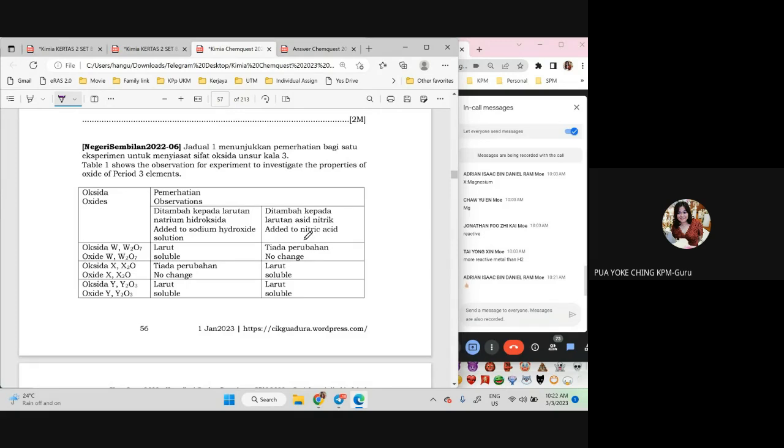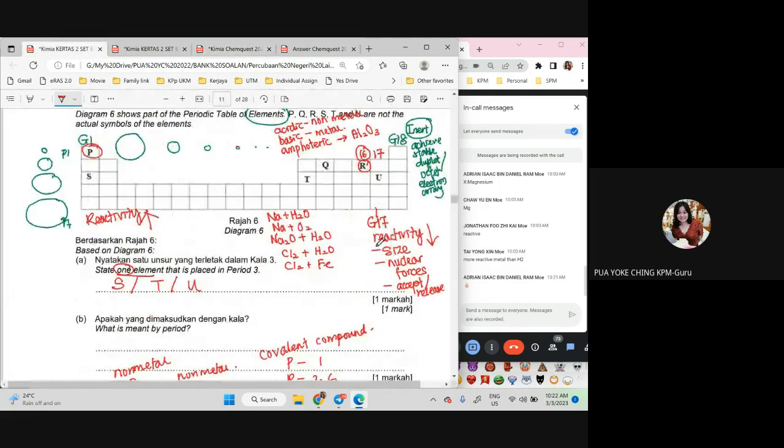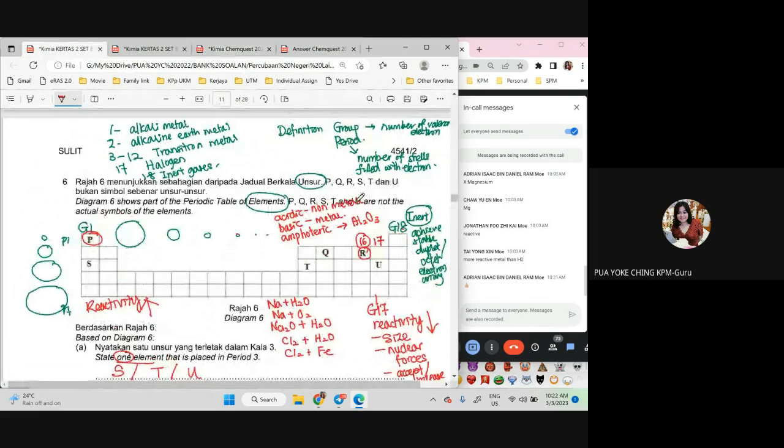Okay, a lot of trials focus on the period 3 oxide. Actually, this chapter, they also like to come out with oxides in period 3. So you must remember, for period 3 oxide, just now I already ran through it. You have acidic for non-metal oxide, basic is metal oxide, and your amphoteric oxide is the Al2O3.